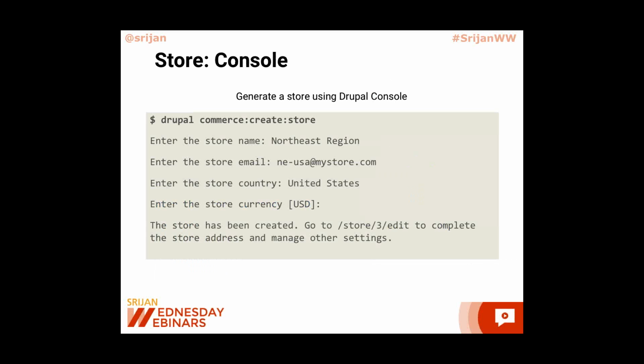We have a Drupal Console command for generating stores, so that way you don't have to actually go into the UI to add that. Because mind you, you can't technically make your first product until a store is created. So this way, if you have a demo site or you have a lot of stores that you need to input, we have this command, Drupal commerce:create:store. It allows you to provide the name, email, the store country, which is an autocomplete, and it will automatically suggest the currency. Hit enter, and your store is created for you.